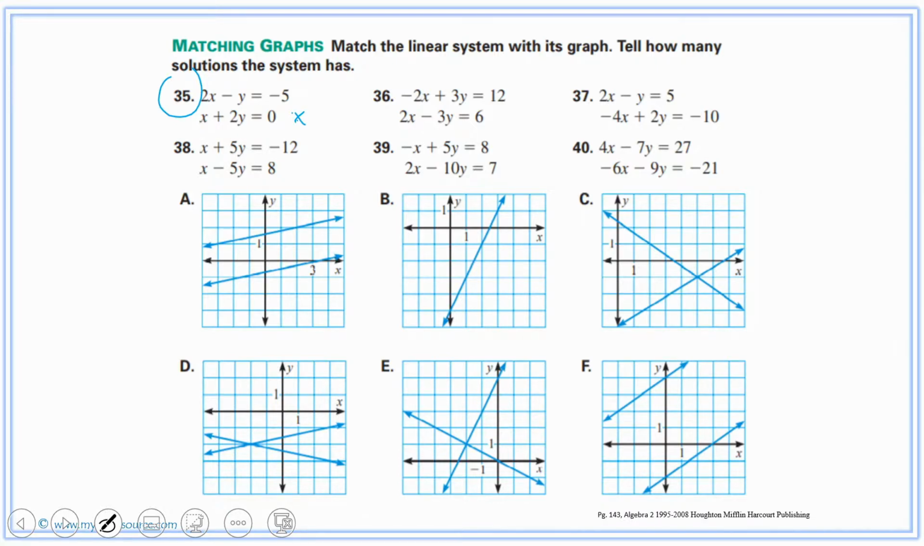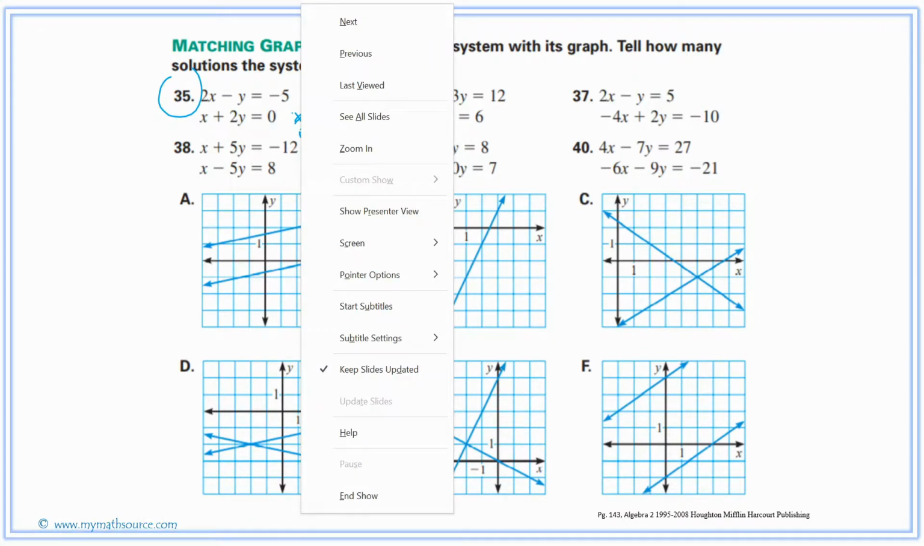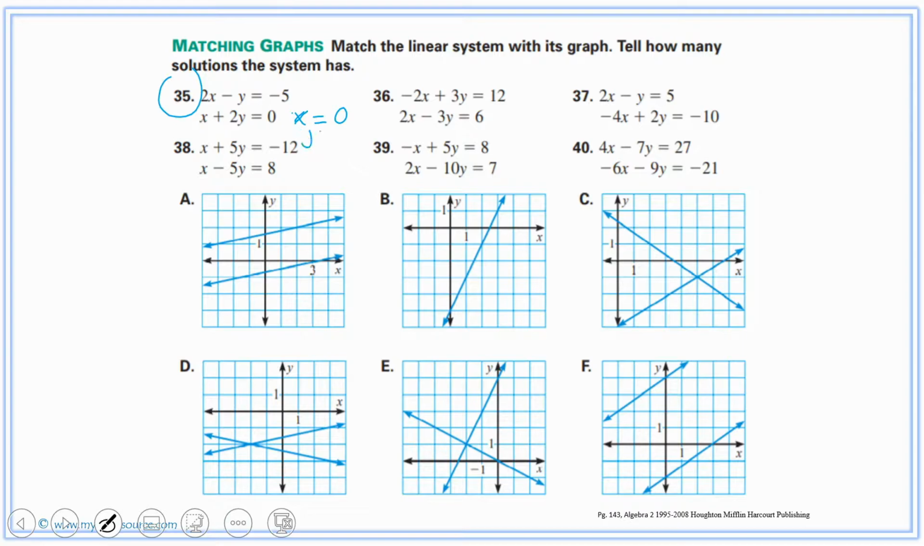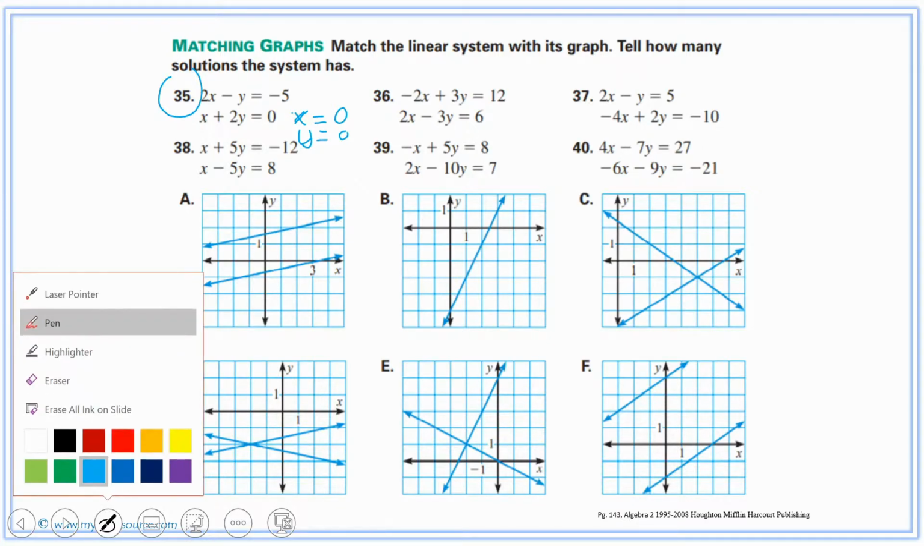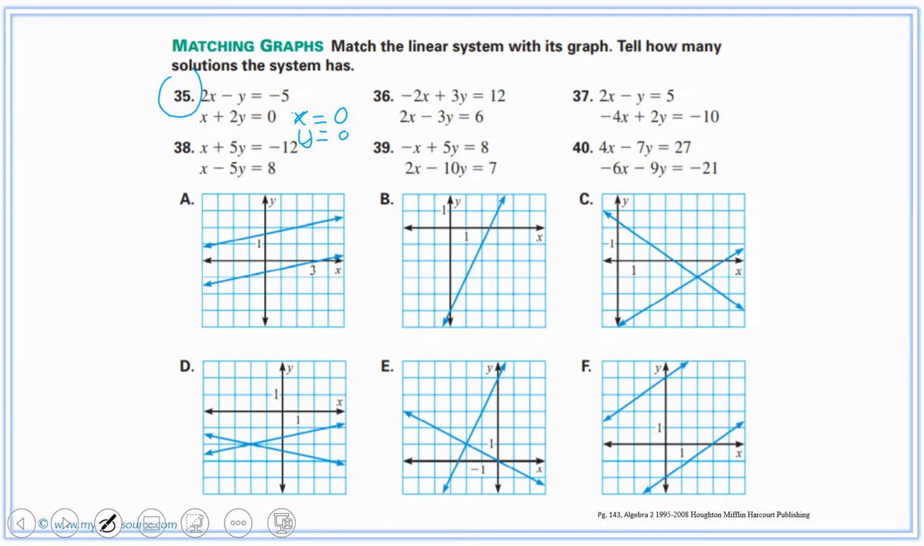The x-intercept here, if you set y equal to 0, would be 0. And the y-intercept would also be 0. So which one do we have where x is touching at 0 and y is touching at 0? If you see it already, then you can go ahead and pick it. If not, you need to find the x and y intercepts of the top one, so let's do that.